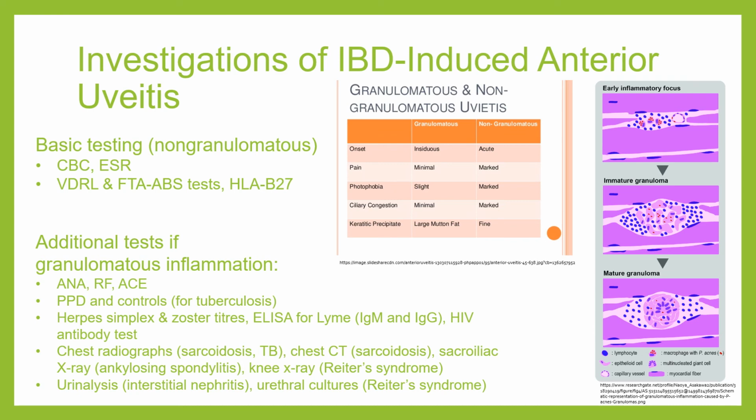Urinalysis is to rule out interstitial nephritis, and cultures of the urethra to also rule out Reiter syndrome. Reiter syndrome, by the way, is a type of arthritis that causes redness, heat, swelling, and pain in the joints. And it can have eye inflammation, low back pain, and skin problems, as well as enthesitis. These probably do sound familiar from the earlier part of the presentation.